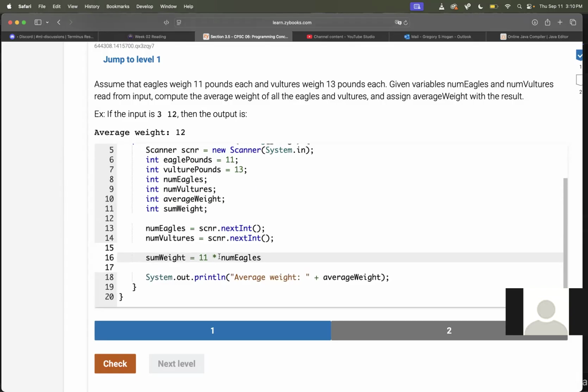So this is how much the eagles weigh together: 11 pounds times however many of them there are. But then we have the other bird, vultures. How many vultures are there? There's num vultures. How much do they weigh? 13 pounds. So we have to take the 13 pounds for a vulture and multiply that by how many vultures there are, which is num vultures. Okay, so this is going to be our total weight of all birds.